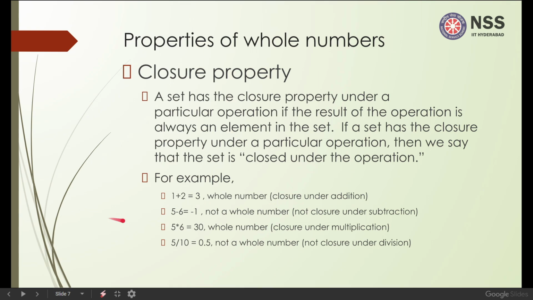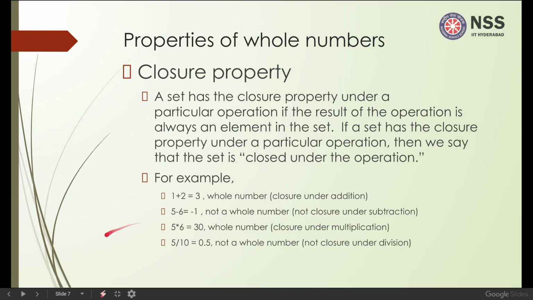If we subtract two numbers like 5 minus 6, we get minus 1. But minus 1 is not a whole number. It's a negative integer. But if we subtract 4 minus 2, we get 2, which is a whole number. And hence, if we subtract any two whole numbers, we may not always get a whole number. Therefore, whole numbers are not closed under subtraction.